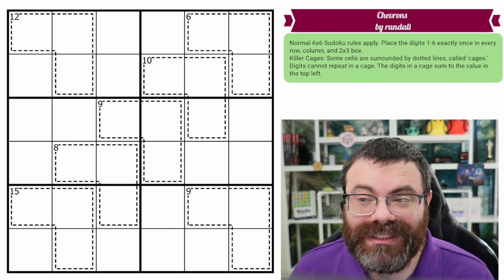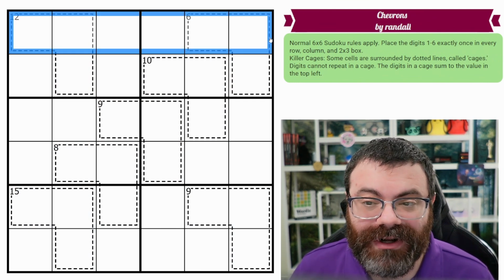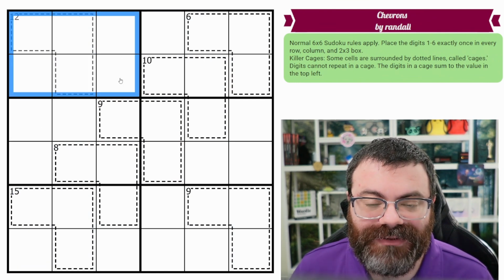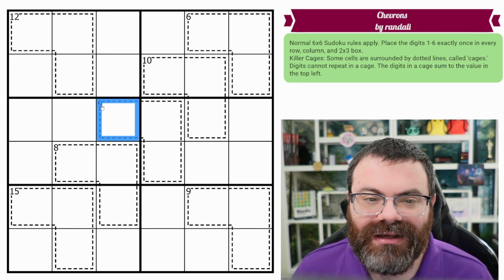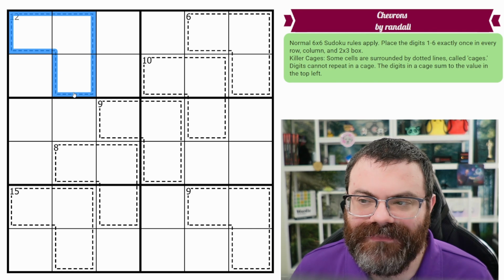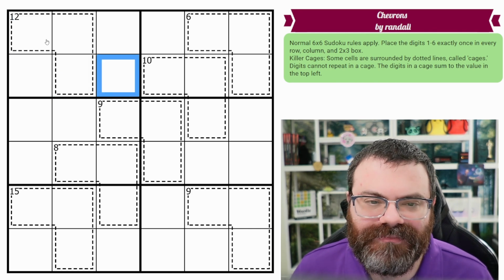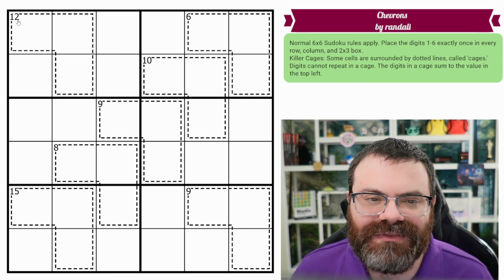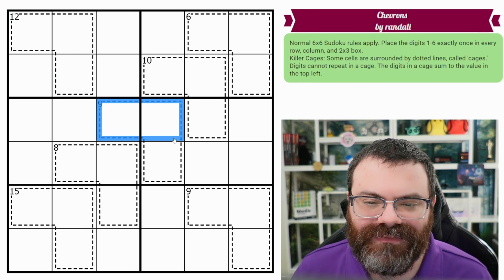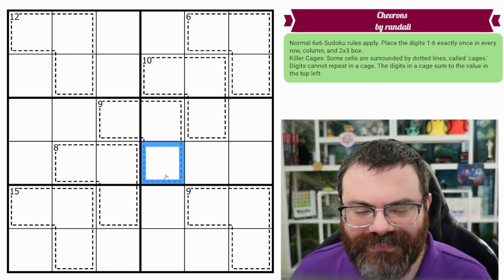So we have normal 6x6 Sudoku rules in every row, every column, and every 2x3 box. We are placing the digits 1 to 6 exactly once each. We also have killer cages in the grid. So we have these cells that are surrounded by dotted lines. Those are called cages, and the digits that we place in the cage have to sum to the top left. So these 3 would sum to 12, these 3 would sum to 9, etc.